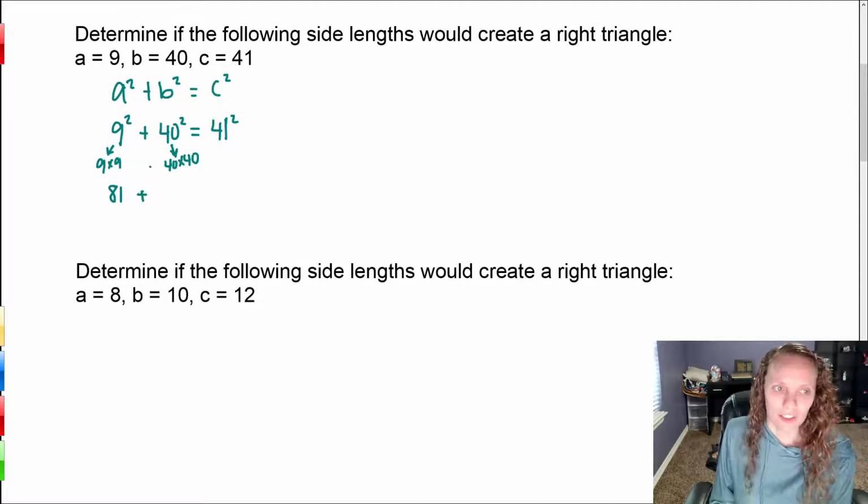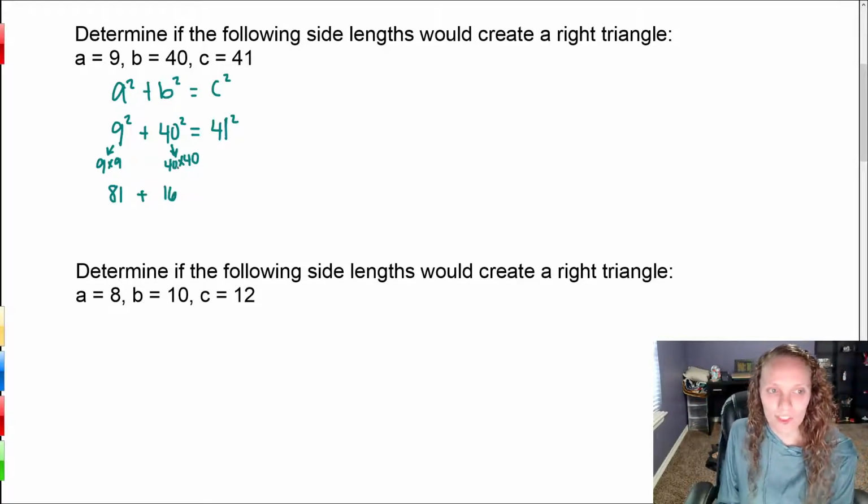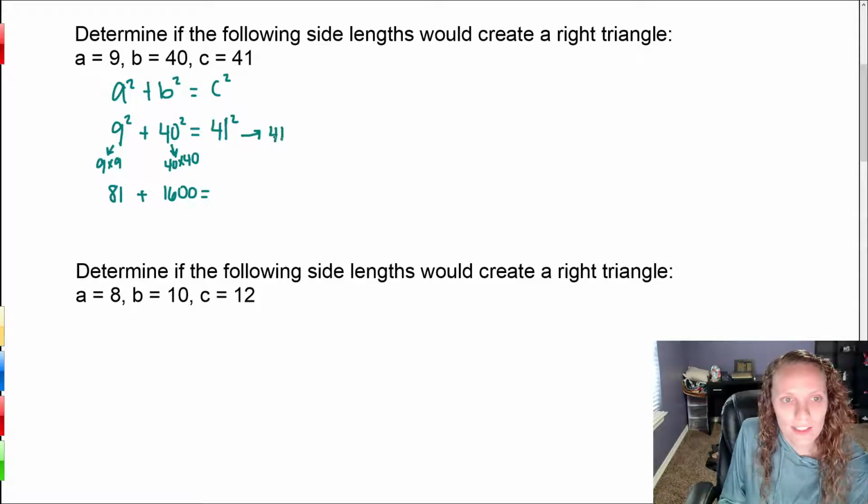Now let's think through this one. 4 times 4 is 16, and then we have 2 zeros, and so we're going to add the 2 zeros on after the 16. So 40 times 40 is 1600. And we're going to see, does that give us 41 times 41?